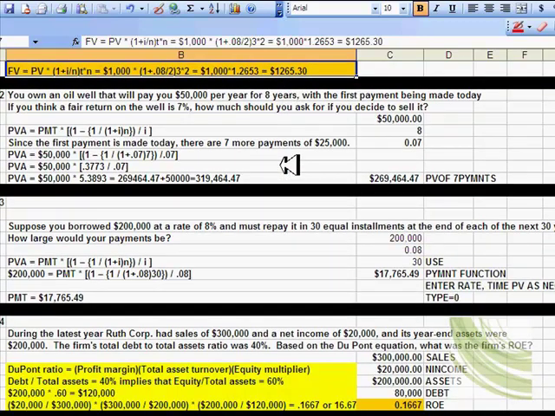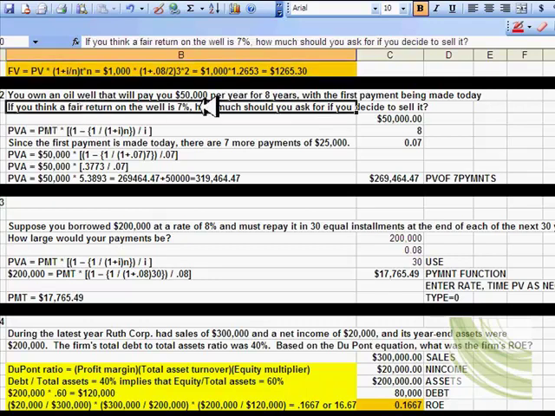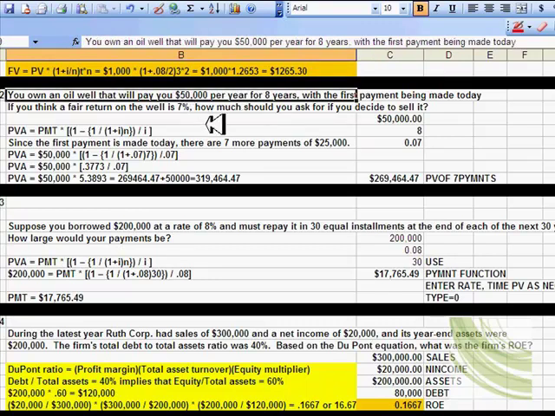Okay, let's do problem number 2. In problem number 2, you own an oil well that will pay you $50,000 per year for 8 years, with the first payment being made today. Before you do the problem, what is the problem asking for? If you think a fair return is 7%, how much should you ask for if you decide to sell it? So you are calculating a present value of an annuity because it pays you $50,000 per year for the 8 years with the first payment right now. So you have to determine the present value of those $50,000.